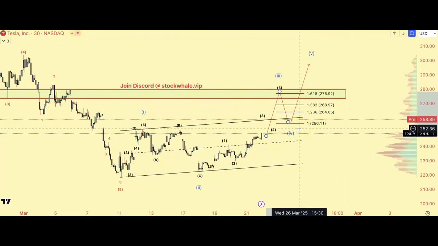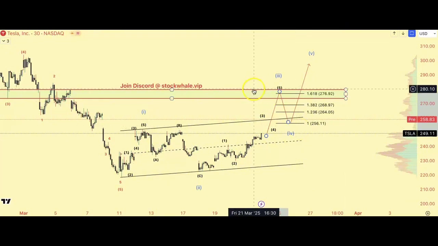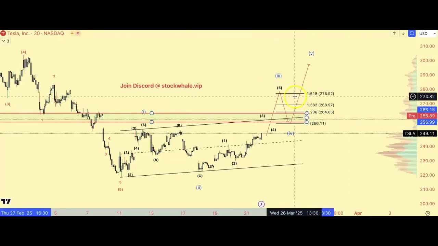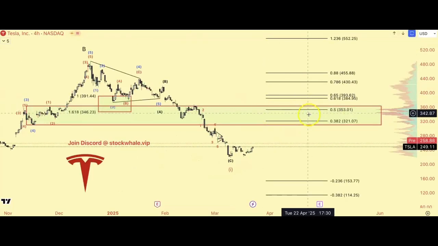So let's see how it plays out. Let's see if the bulls can break past 264 today, guys, and get to 276. If so, we're looking very good, and the targets are 353 down to 321 as the main target. About a 50% pump from the lows.